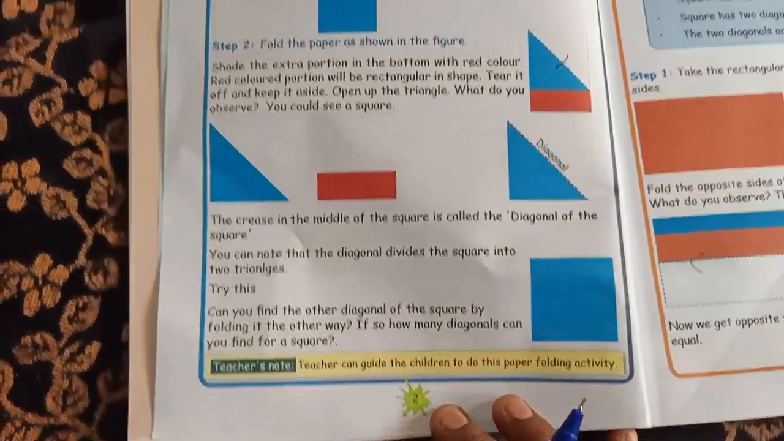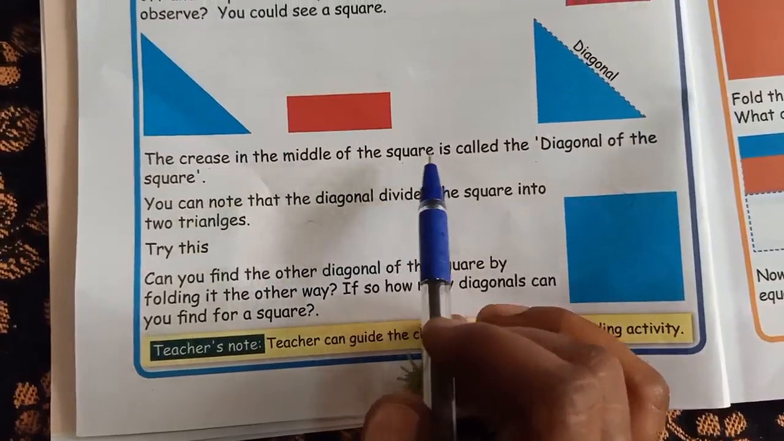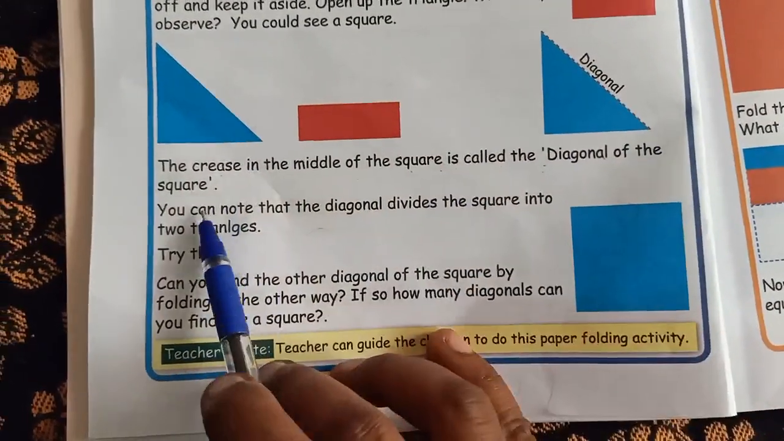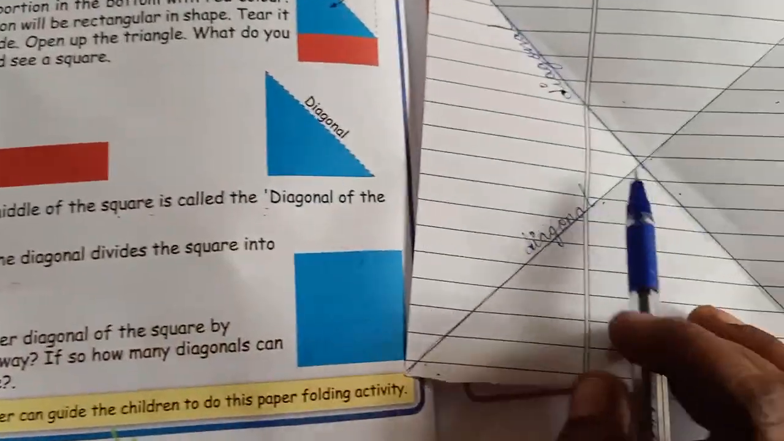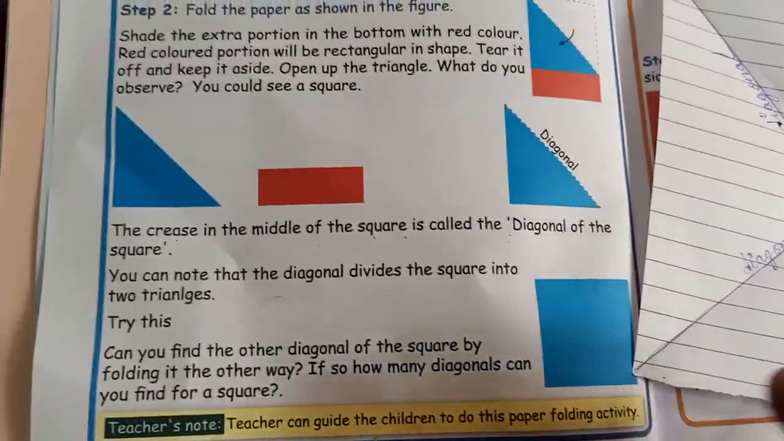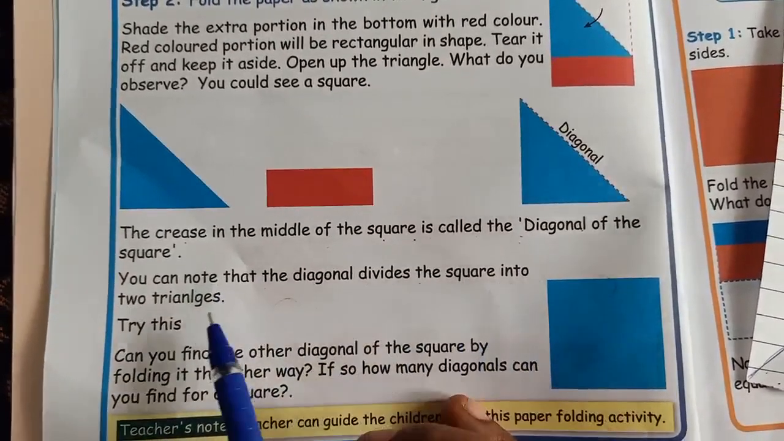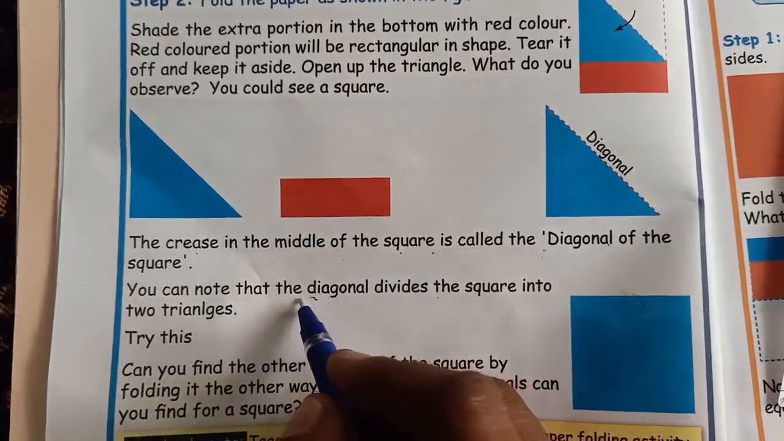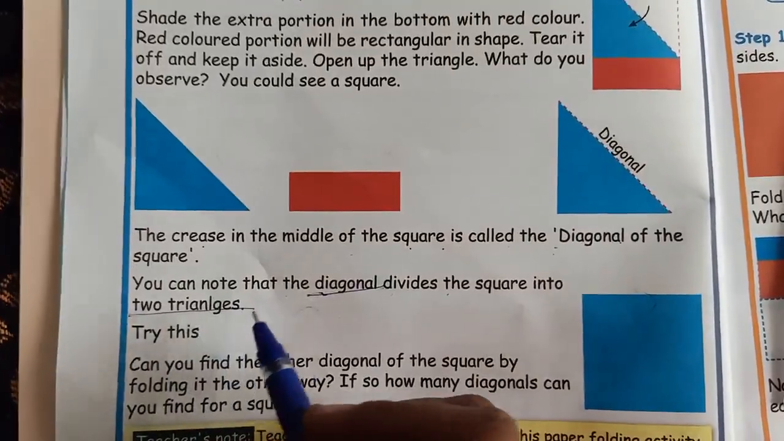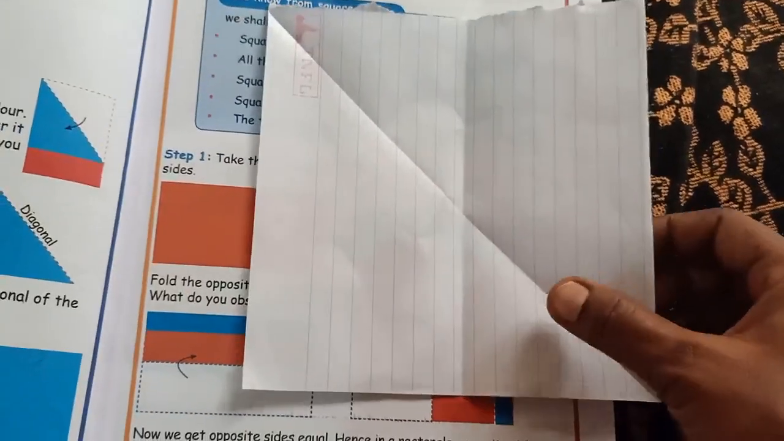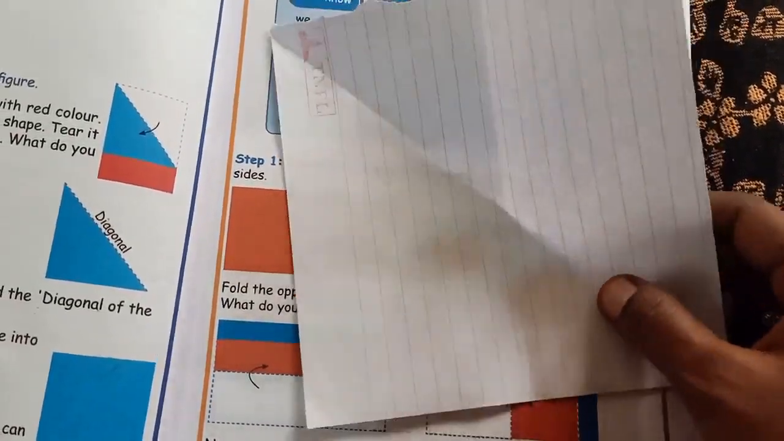Next, take page number 2. You have two important points. See, the crease in the middle of the square is called the diagonal of the square. Already I told you, what is this line? The diagonal of the square. Next, you can note that the diagonal divides the square into two triangles. How many triangles does the diagonal divide the square into? Two triangles. See ma, this is one square. Now this one diagonal divides the square into two triangles.